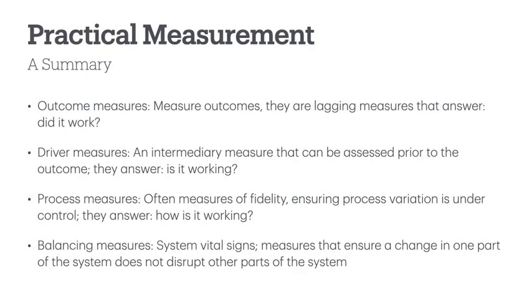And there are at least four types of practical measures or multiple measures. One is outcome measures that measure our outcomes. They're lagging measures that answer, did it work? Driver measures are intermediary measures assessed prior to the outcome or the end of a thing, and they answer, is it working? Whereas on the other hand, process measures are measures of fidelity, ensuring that our process variation is under control. There's not a lot of waste. There's not a lot of noise in our implementation. And so it's answering the question, how is it working?